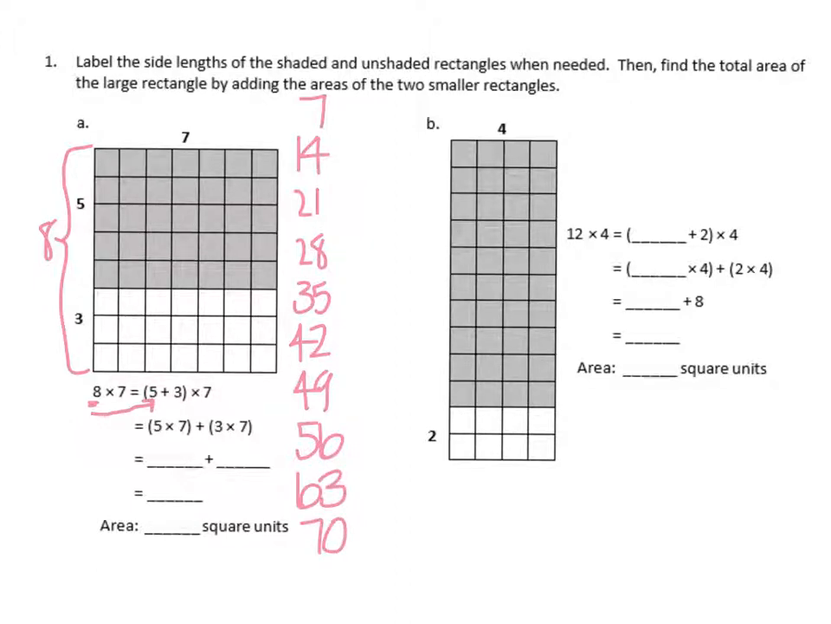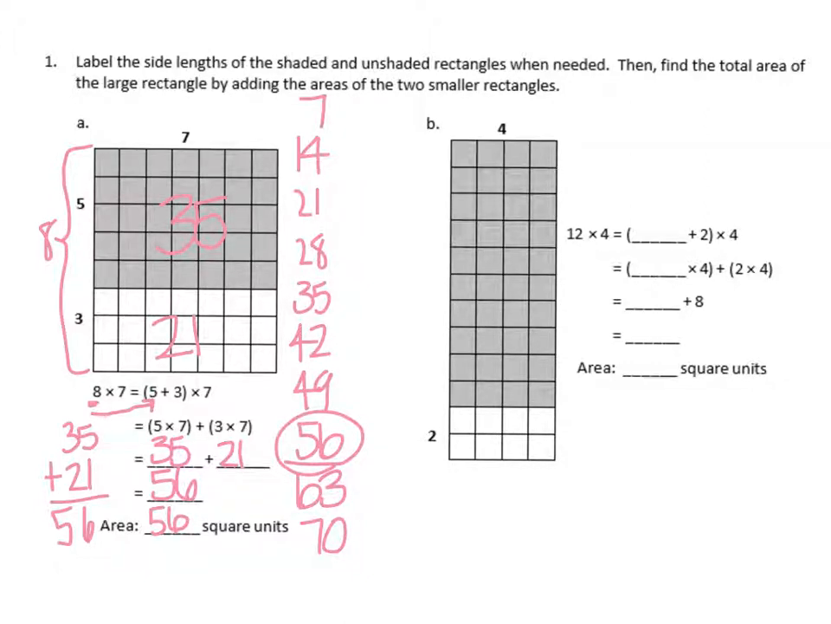Okay, so now what is 5 times 7? That is going to be 35. What is 3 times 7? That is 21. So we have 35 that is in the shaded part and 21 in the unshaded part. So now what we're going to have to do is take 35 and add 21. So 5 plus 1 is 6 and 3 plus 2 is 5. So the area is 56 square units. Now, if I were to do 8 times 7 without breaking it apart, I would still get 56.